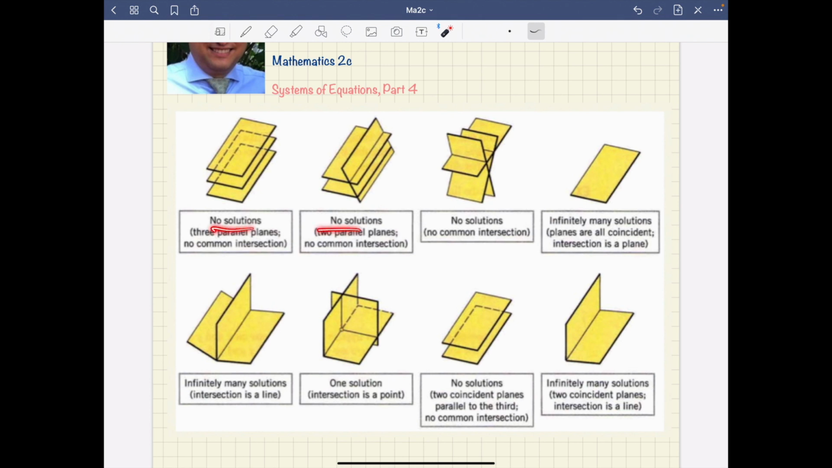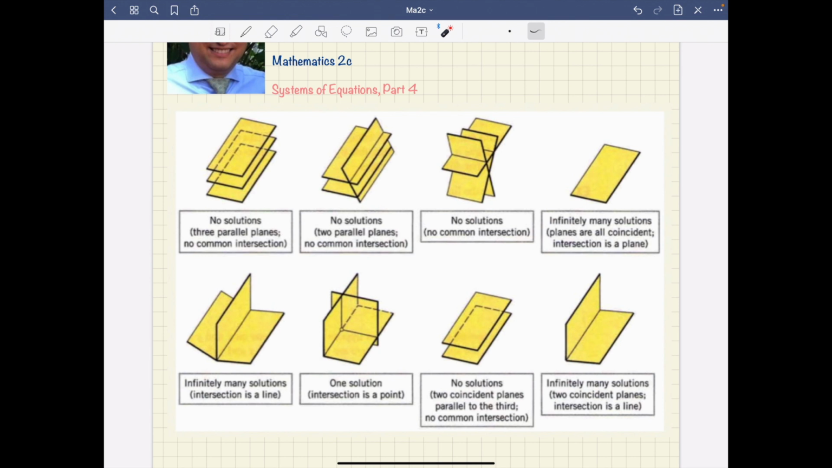So no solutions, infinitely many. And what about this one? 2 of them lie on top of each other. One of them is parallel. Again, I do not find any intersection point. 2 of them are the same. One of them is separate, but they intersect. Again, I have infinitely many solutions. But the point is that there are 3 possibilities again. This is very surprising and interesting.